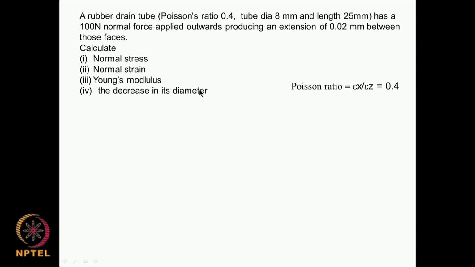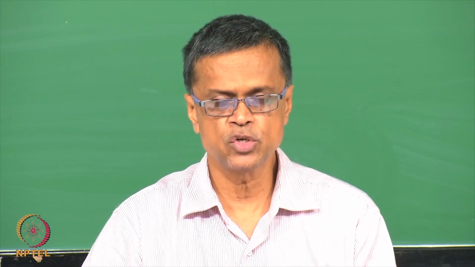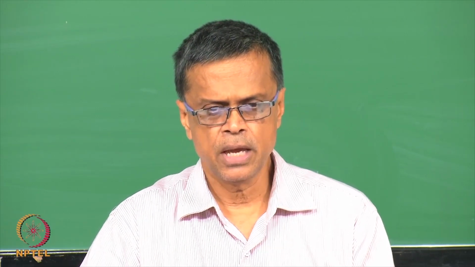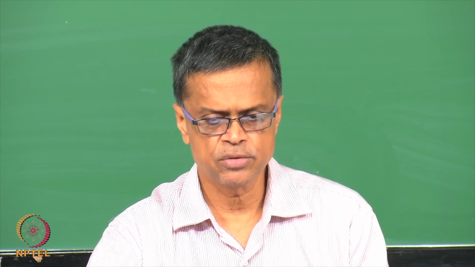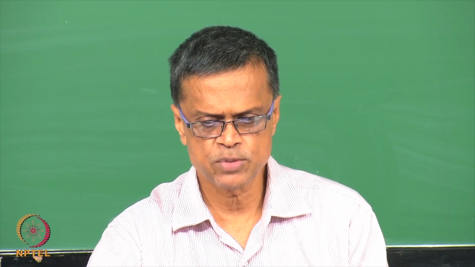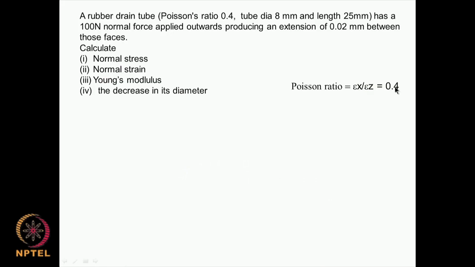What is the decrease in the diameter when you pull? Because as I said, the Poisson's ratio gives you a ratio of the changes in the dimensions in 2 perpendicular directions. So, Poisson's ratio is epsilon x by epsilon z, 0.4 as given here. So, there will be a negative term here. Now, let us calculate normal stress, that is very simple, force by area, and normal strain, increase in length divided by original length.